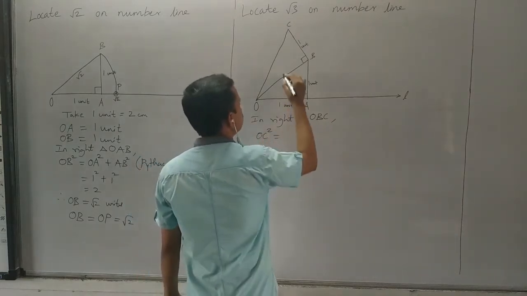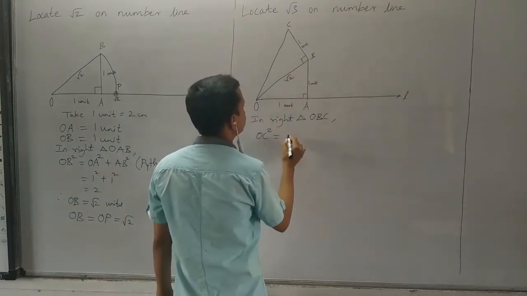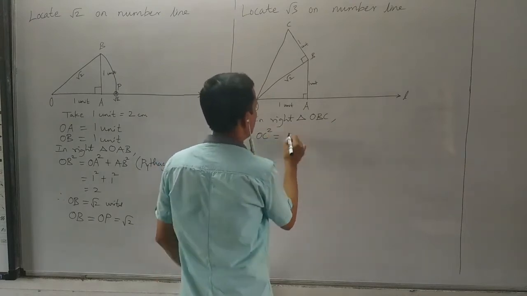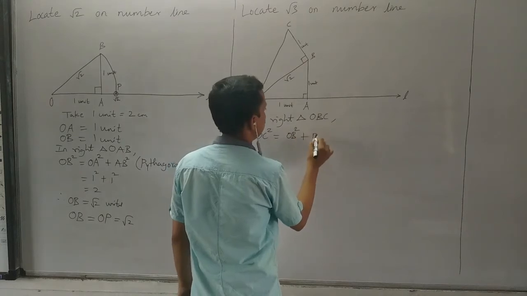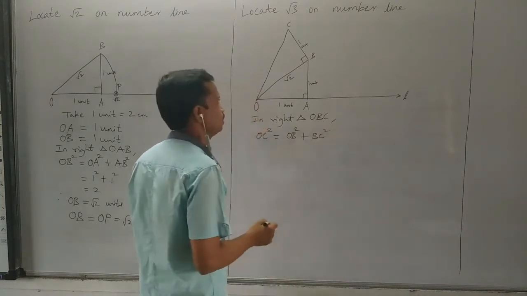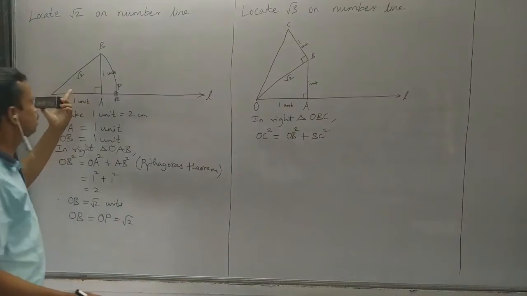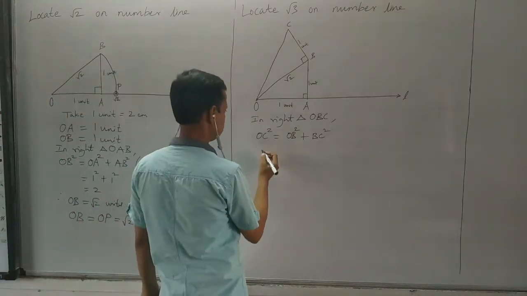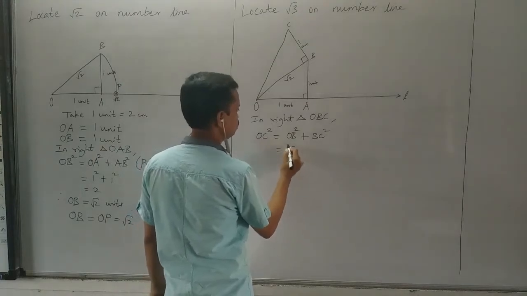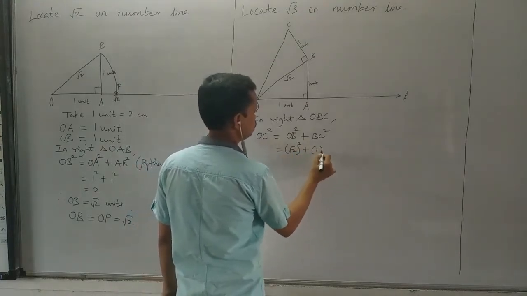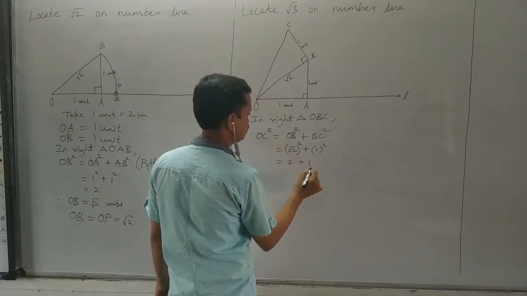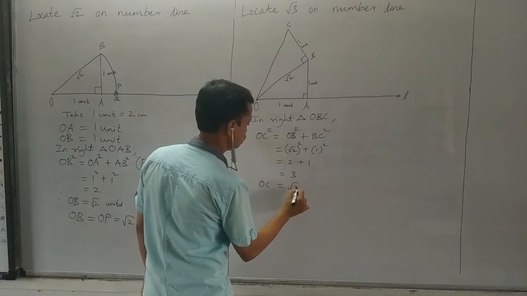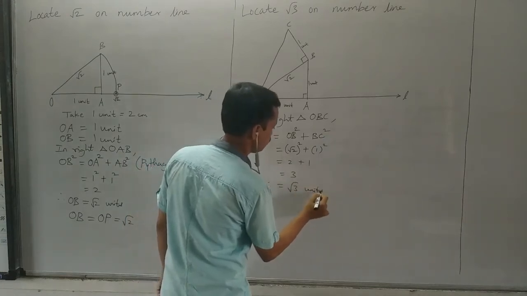Now this is the perpendicular, so in right triangle OBC you can take OC square is equal to OB square plus BC square. You know already from this diagram that OB is root 2. So this is root 2 whole square plus 1 square, this becomes 2, this becomes 1, and you get 3. Therefore, OC equals root 3 units.